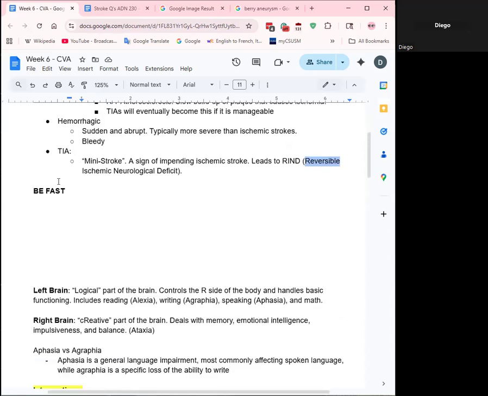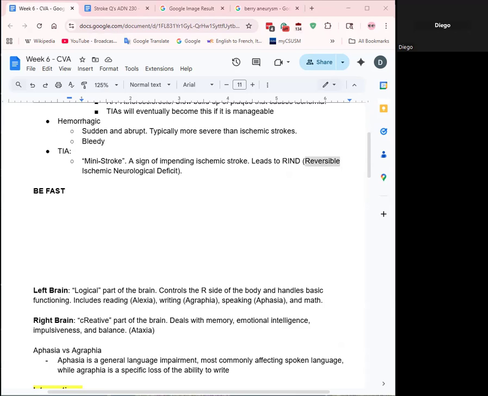So for sure, you're gonna need to know the BFAST acronym. So out of what you guys know, what does it stand for? What does BFAST stand for? All right, so yeah, B for balance, E for eyes, F for face, A for arms, S for speech, and T for time.